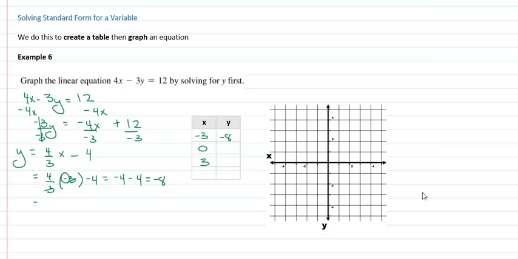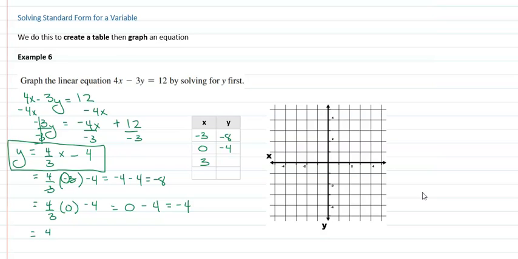The next one we're going to put in is the 0. So we've got 4/3 times 0 minus 4. So remember, we're using this equation right here that we have rearranged. All right, so we've got 0 minus 4 is -4.